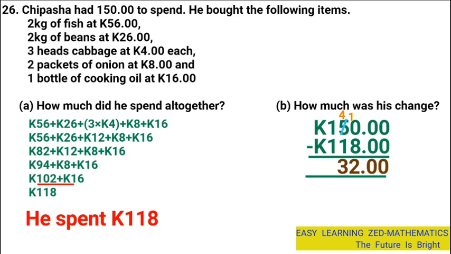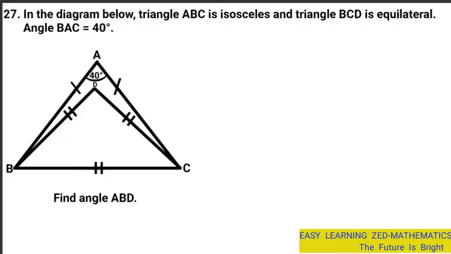Let's go to question 27. So question 27 was, in the diagram below, triangle ABC is isosceles and triangle BCD is equilateral. Angle BAC is equal to 40 degrees. And you need to look at the diagram below, which has got two triangles, and you need to take note that you know all the details.